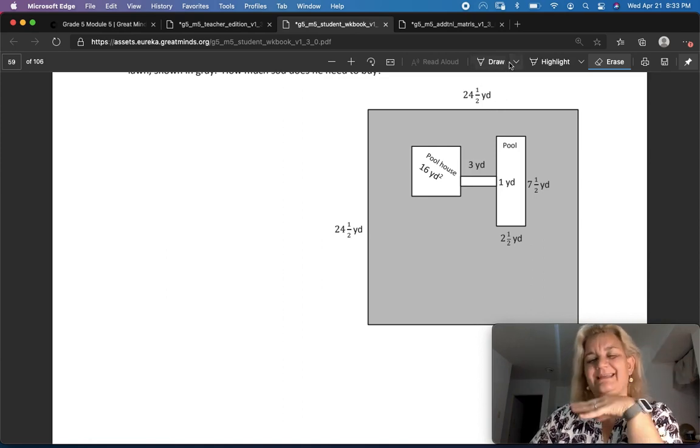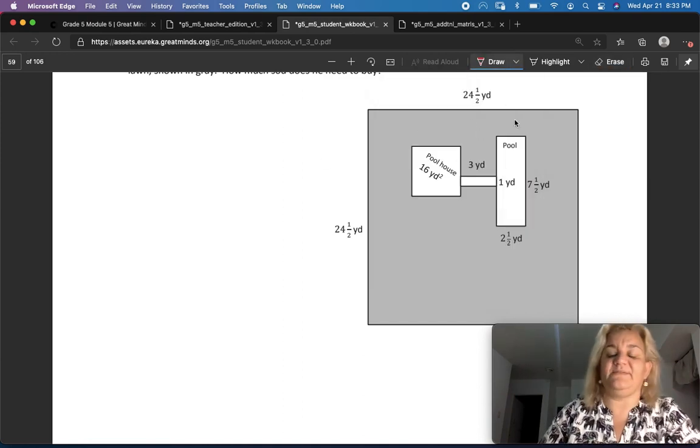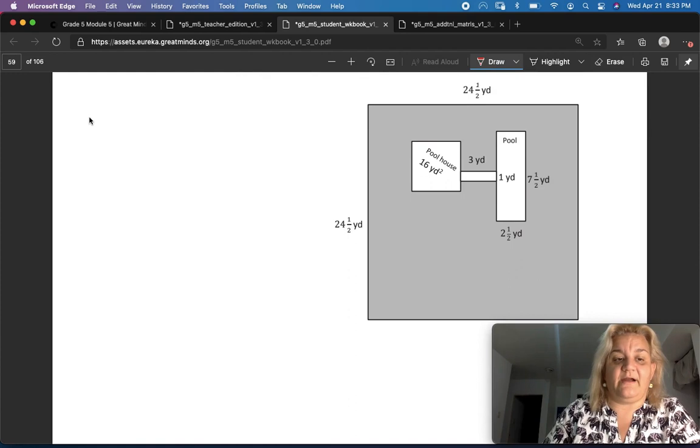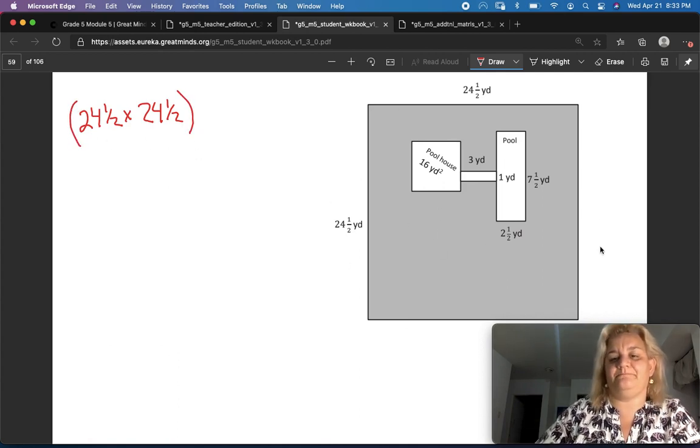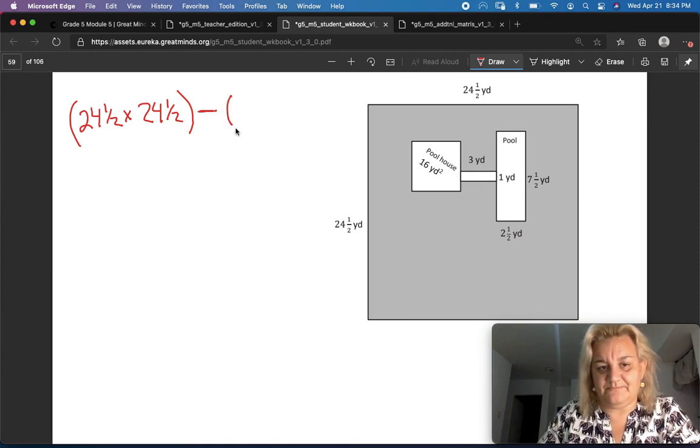Let's just write it all out, the entire expression, so that we can see what we're doing, and then we'll start working from there. Okay, so first of all, the whole big yard is a square, so it is 24 1/2 times 24 1/2, and that would give us the area of this whole thing. But now we need to subtract the area of the pool house, the area of the pool, and the area of the sidewalk, okay? So the first one is the pool house.